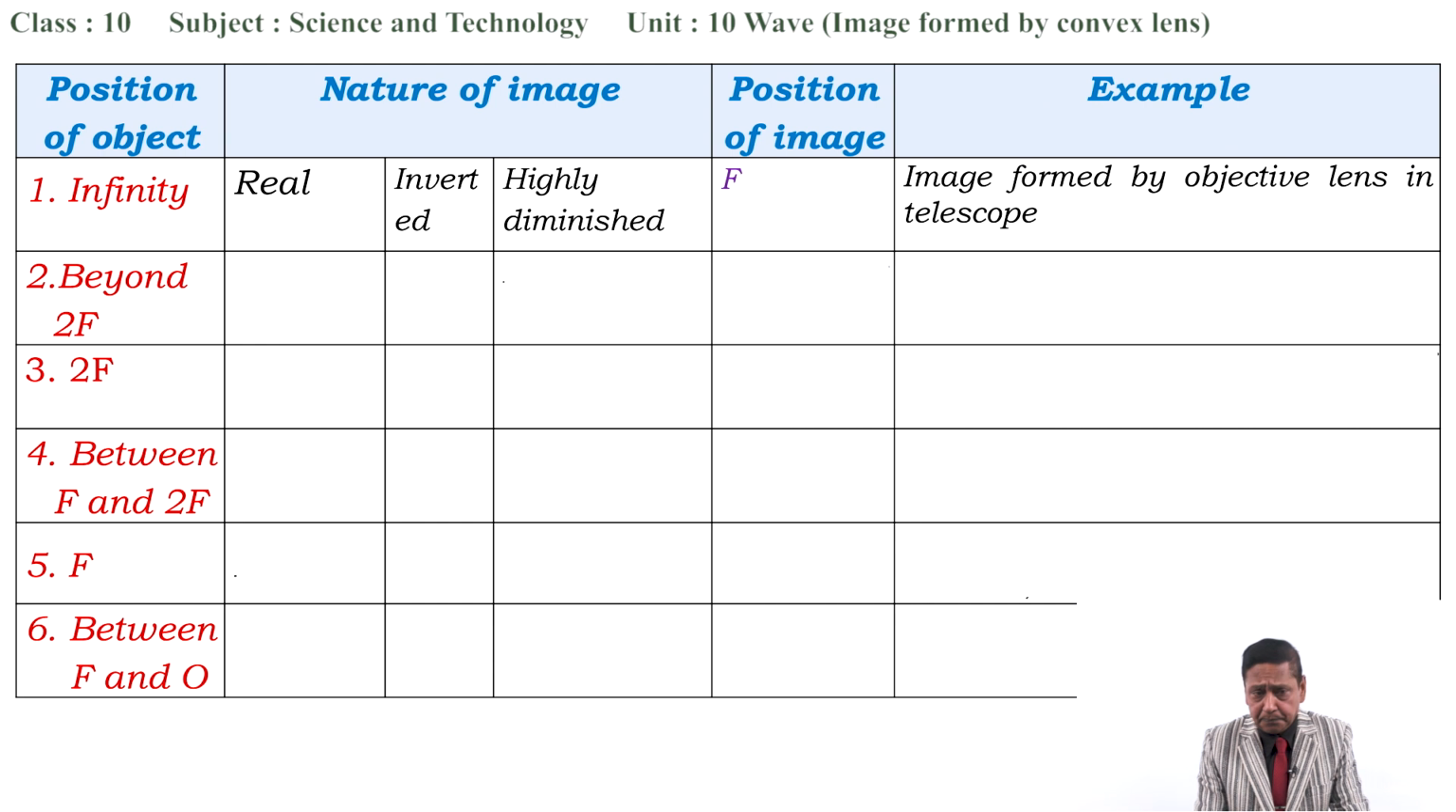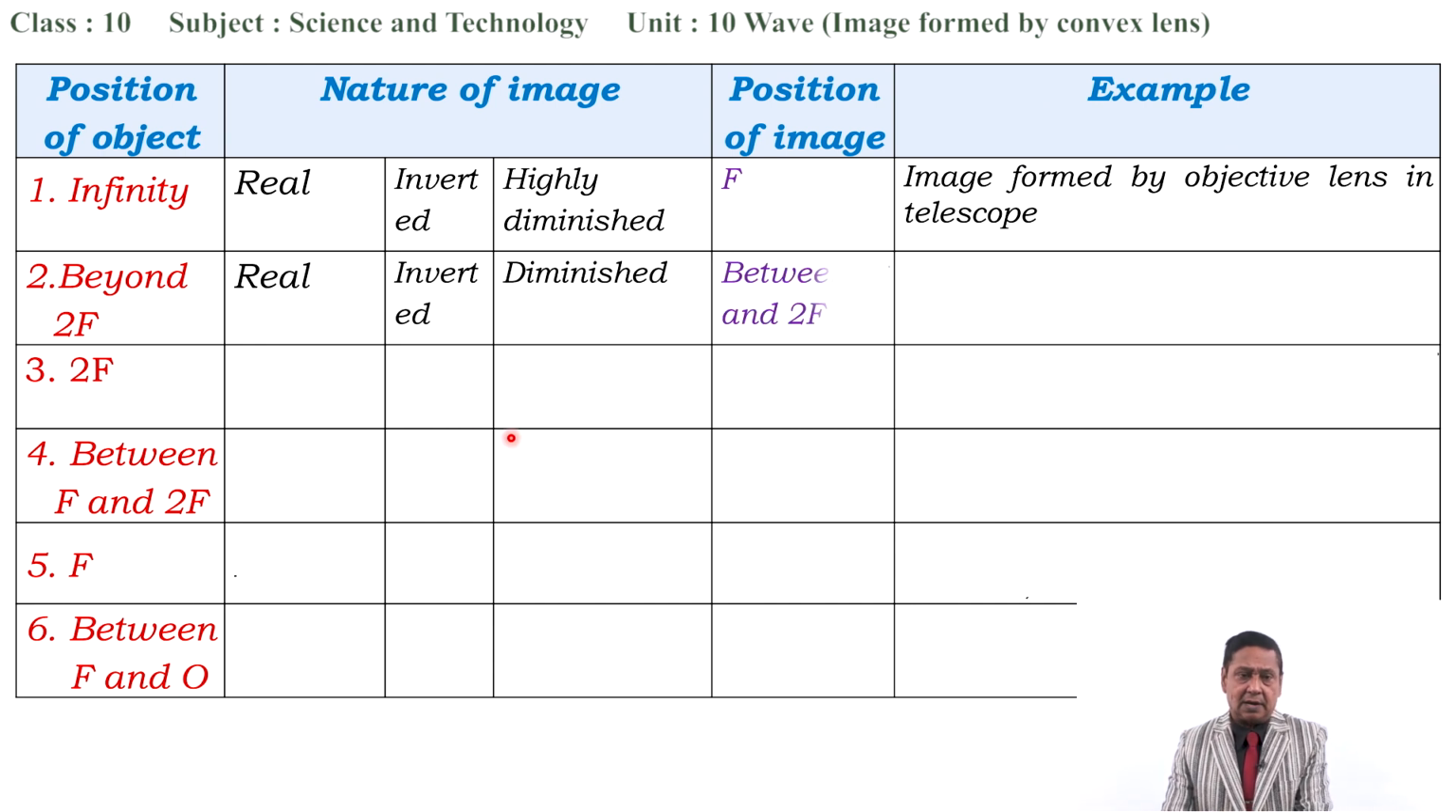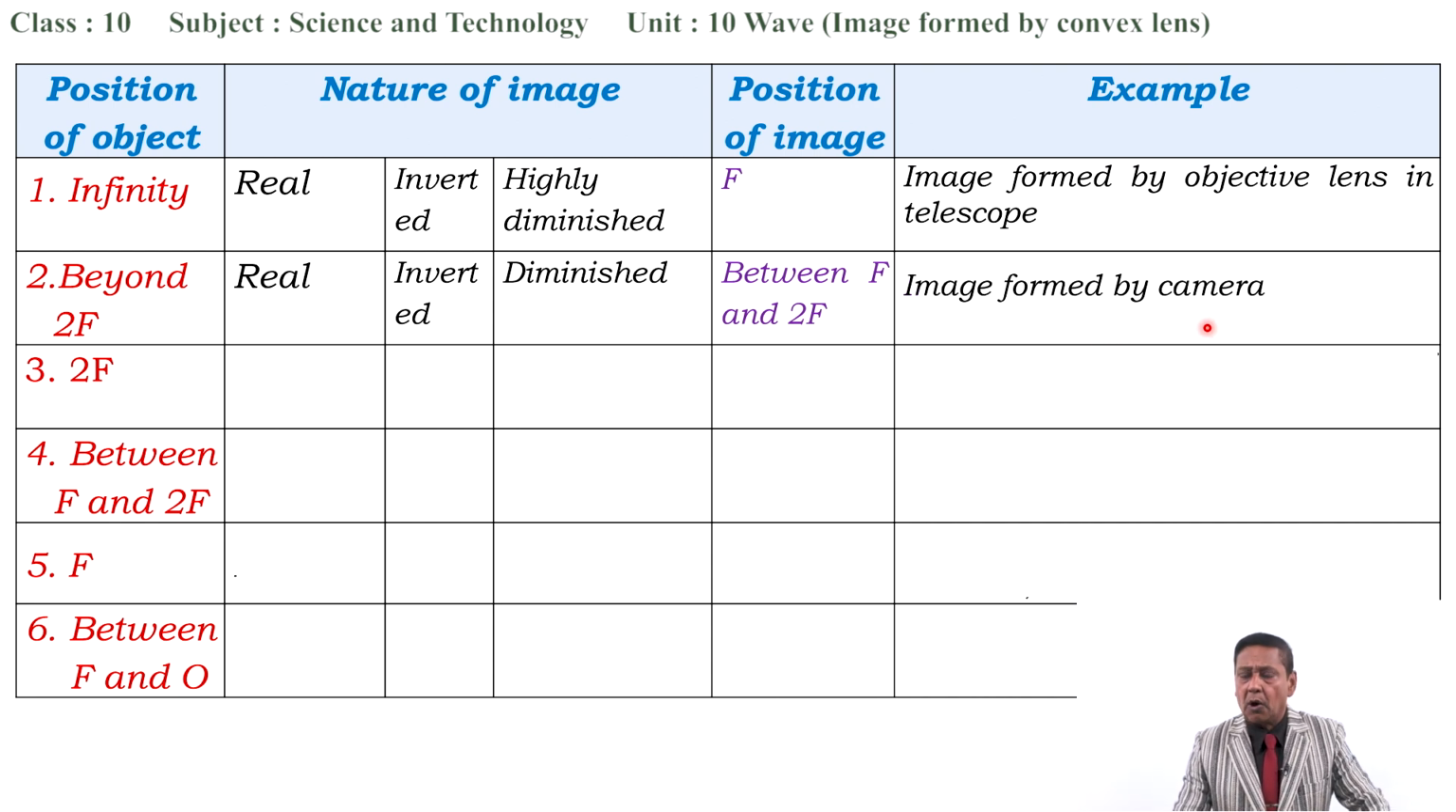Okay, let's have another. Beyond 2F, real, inverted, all these are done previously, but the example where it forms. Look at this, the image formed by a camera. In the case of a camera, the object is beyond 2F, and here we have a lens, and behind the lens, in between F and 2F, the film is placed. An image of the object forms at the film. This way it is used in a camera.